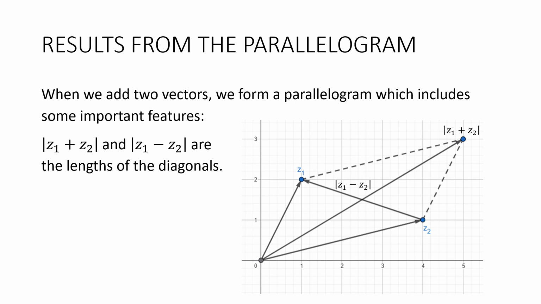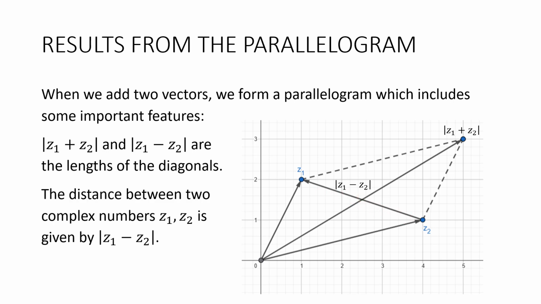Now that parallelogram that happens when we add two vectors has some important features. Firstly, we can talk about the diagonals. So we just saw how this diagonal here is the addition of the two complex numbers. And if we take the modulus of that addition, then we have the length of that diagonal. If we have a look here at this other diagonal, if the vector points in this direction towards z1, then that's the vector z1 take away z2. And if we take the modulus of z1 take away z2, we have the length of this diagonal. But here's an important point. The distance between two complex numbers z1 and z2 is going to be given by the modulus of z1 take away z2.